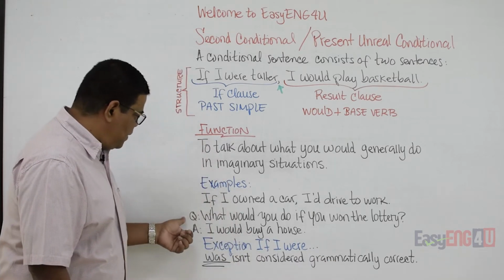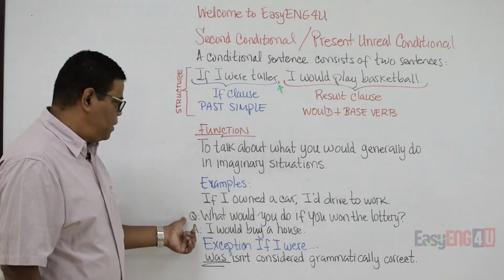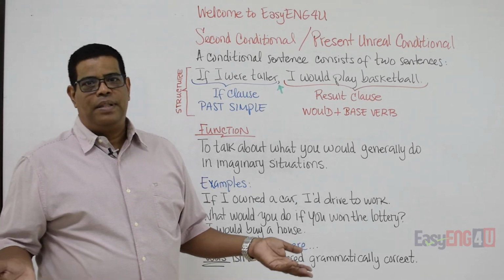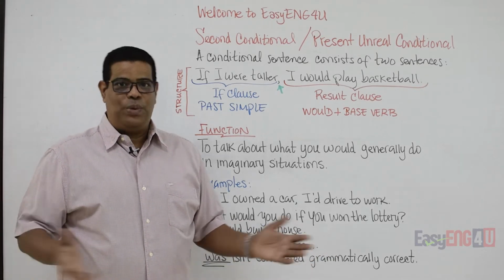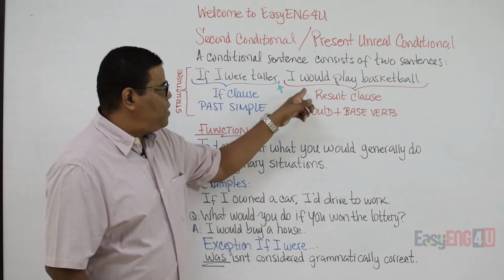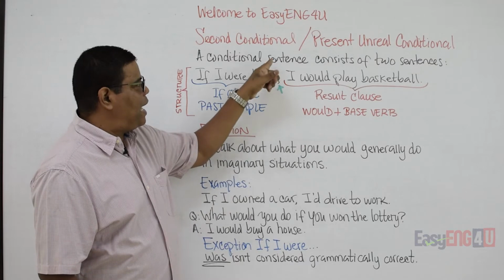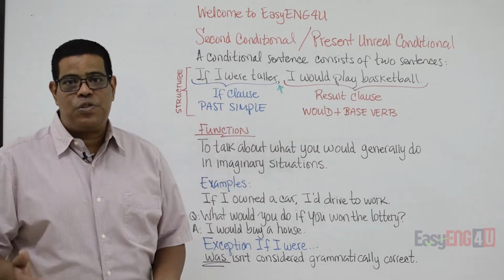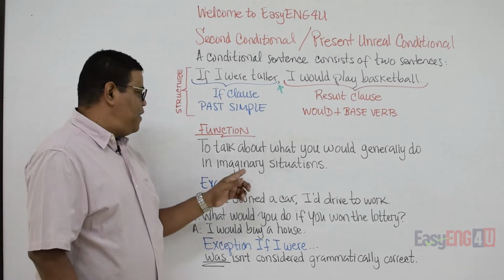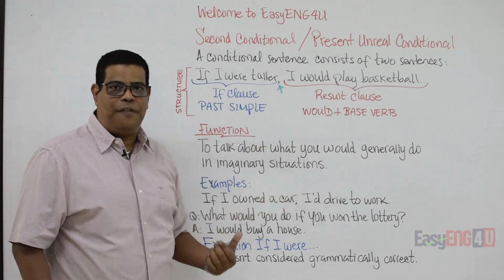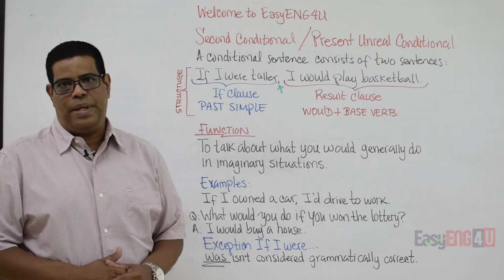Okay, here a question. What would you do if you won the lottery? What would you do? Very simple. Start with the result clause and you say I would, and then you can use the verb that you want to express that imaginary situation that is the result of winning the lottery.